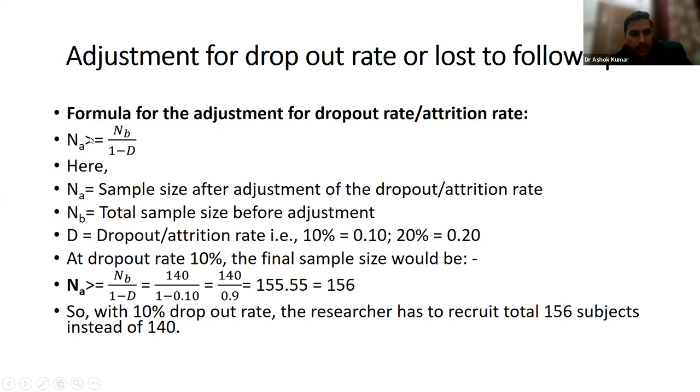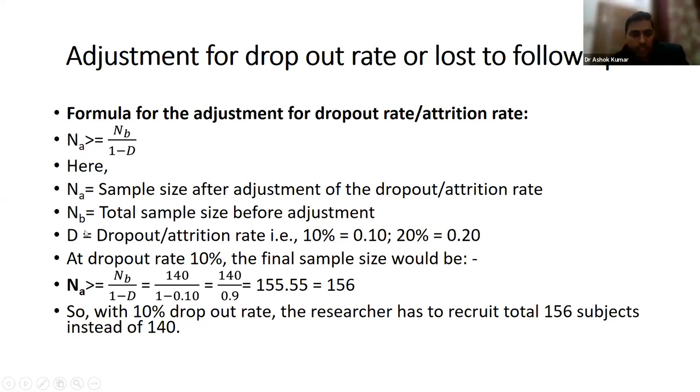NA is greater than or equal to NB divided by 1 minus D. Here D is a different thing, in capital. So what is NA? Sample size after adjustment of the dropout or attrition rate. And what is NB in this formula? Here NB is the total sample size before adjustment.